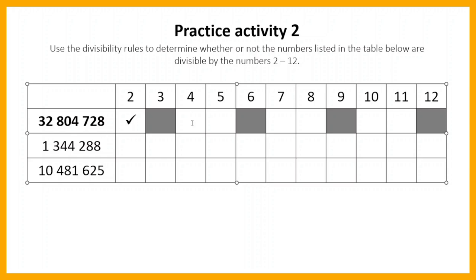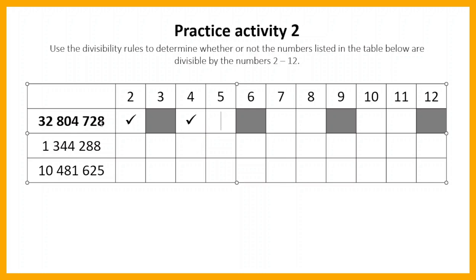Okay, so now I'm going to go on to 4. Now for 4, the rule is to look at the last 2 digits. So I'm going to look over here at the 2 and the 8, and they form the number 28. Now my rule for 4 is that if the last 2 digits form a number which is a multiple of 4, then my whole number will be a multiple of 4. So 28 is a multiple of 4, which means that my whole number over here, 32,804,728, that whole number will also be a multiple of 4. So I can put a tick over there.